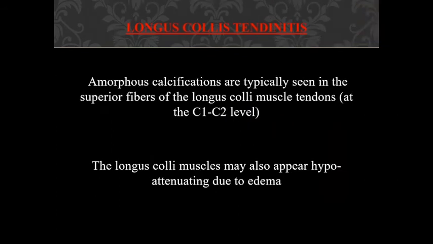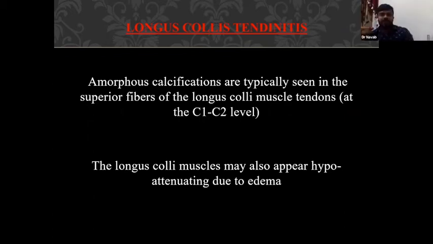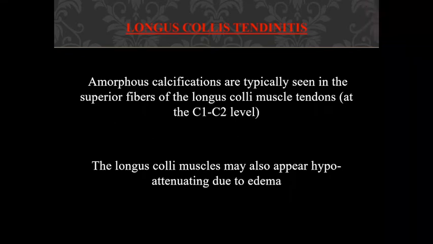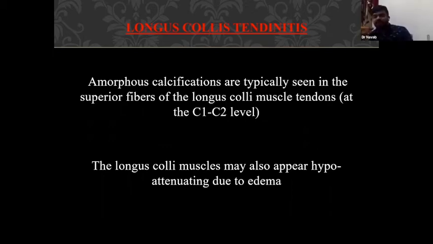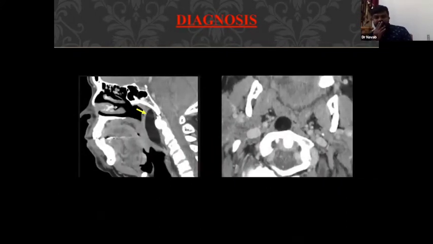You are seeing some amorphous calcification, typically in the superior fibers, at the C1, C2 level. Then you will also see some edema in the retropharyngeal space. That is one of the differentials. So how to differentiate? We have no peripherally enhancing abscess in this to call it a retropharyngeal abscess. Also, we won't see much lymph nodes. Usually in retropharyngeal abscess, we will see some necrotic lymph nodes also.